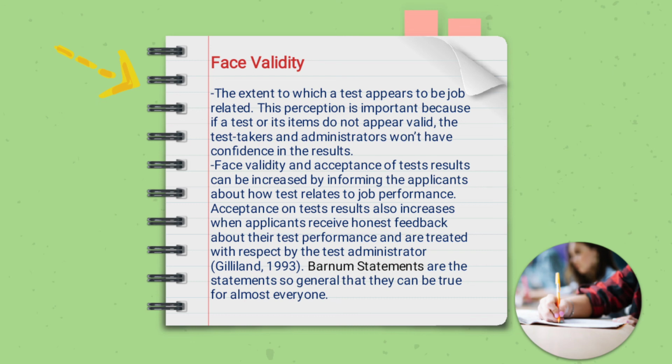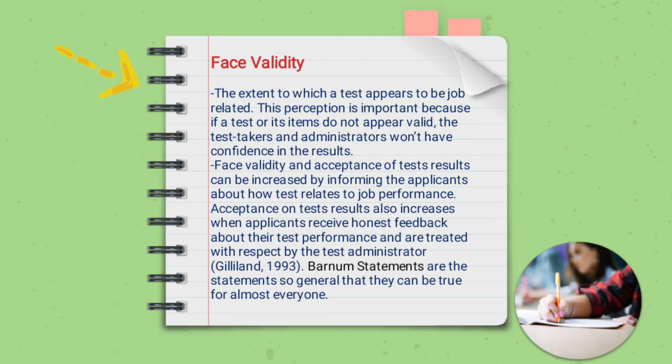If employees involved in a training session on interpersonal skills take a personality inventory and are given the results, they will not be motivated to change or to use the results of the inventory unless the personality profile given to them seems accurate. So, it can be increased by informing the applicants about how the test relates to job performance, and acceptance of test results also increases when applicants receive honest feedback about their test performance and are treated with respect by the test administrator. So we have here the term Barnum statements.